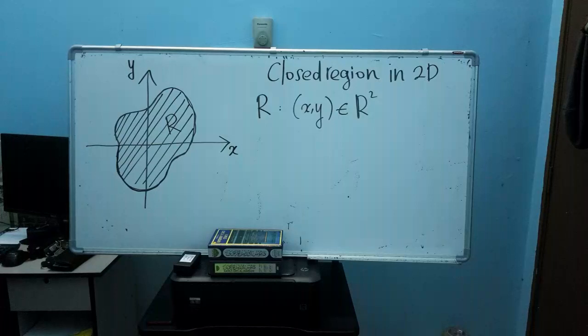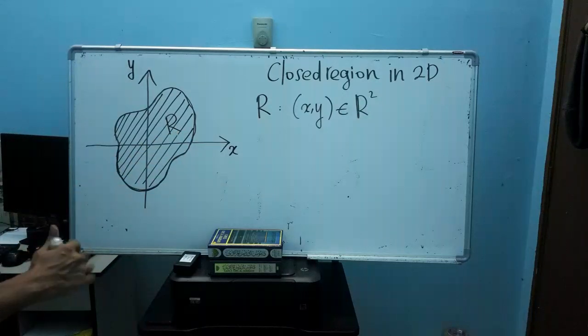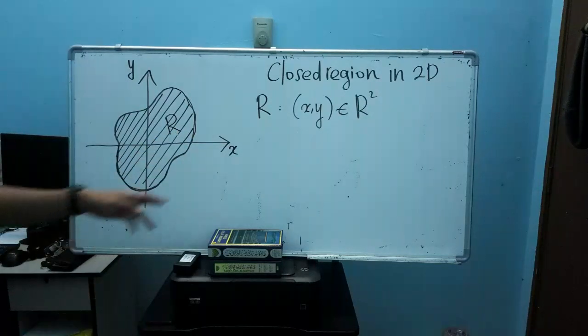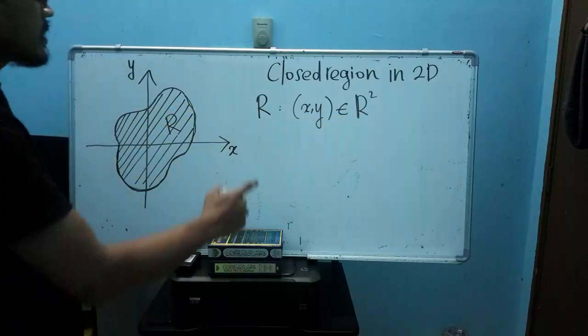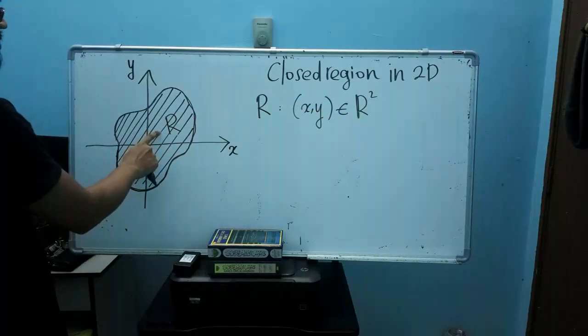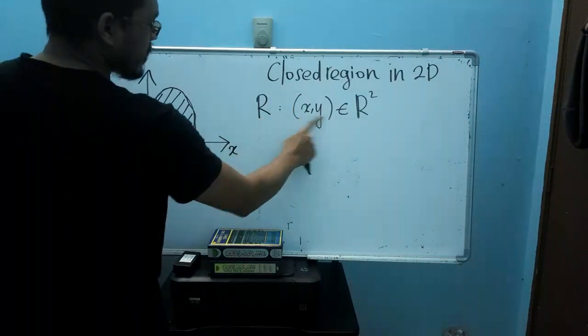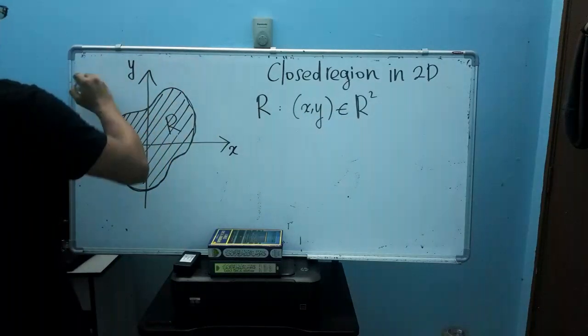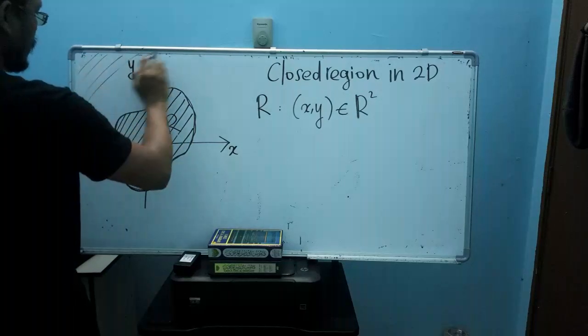Of course, when you see the closed region R here, we are not talking about taking all points from R2. Why? If we consider all points from R2, it doesn't mean that we discuss this R. Always remember, when we consider all points from R2, we will have the whole thing.